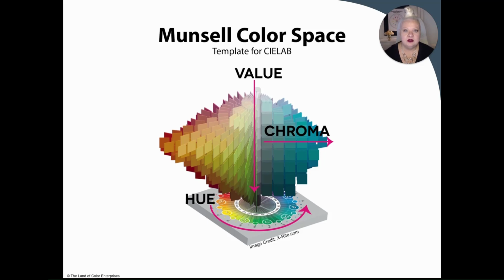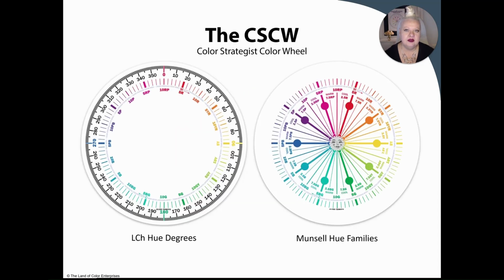Since the Munsell color order system was the template for the CLAB color space, it was possible to align notations with Munsell hue, value, chroma, and the result was CLAB lightness, chroma, and hue, also known as LCH. It's also why I was able to combine LCH hue degrees and Munsell hue families into one color wheel that I named the Color Strategist color wheel.